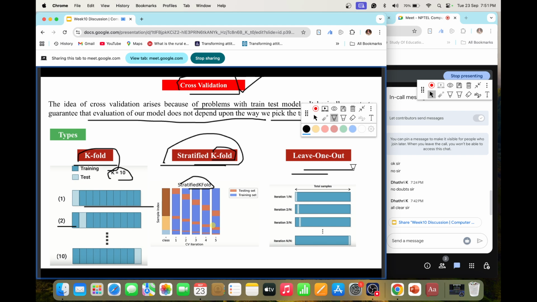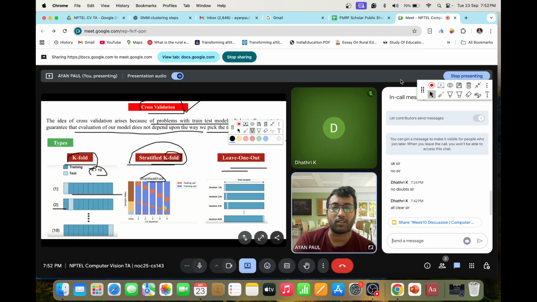Last is leave one out. Leave one out means not fold, but we just pick one data point as the test sample and consider all our other data points as the training sample. Okay, so that is the leave one out. So these are the three types of cross validation techniques. So this is regarding the cross validation.